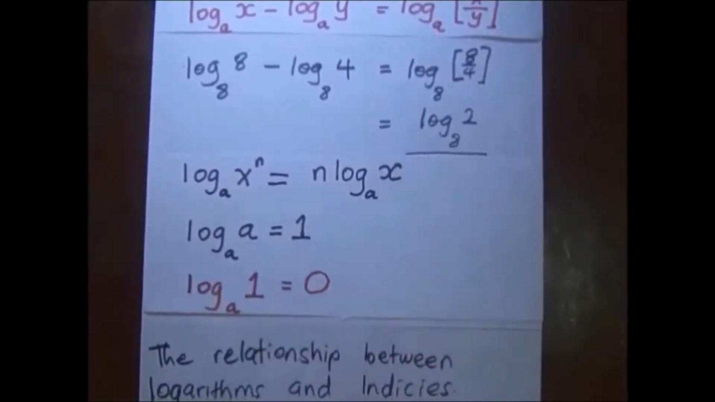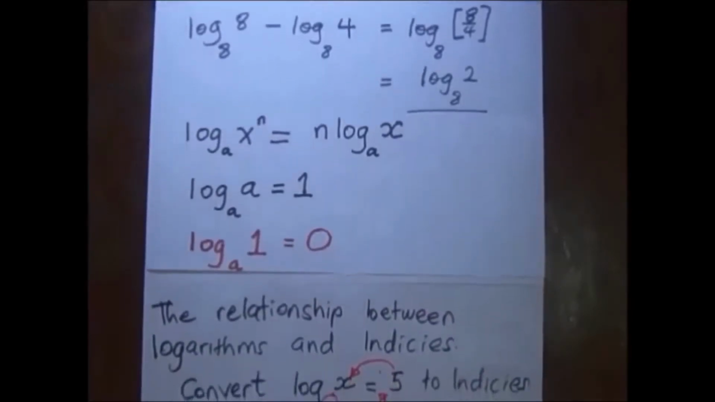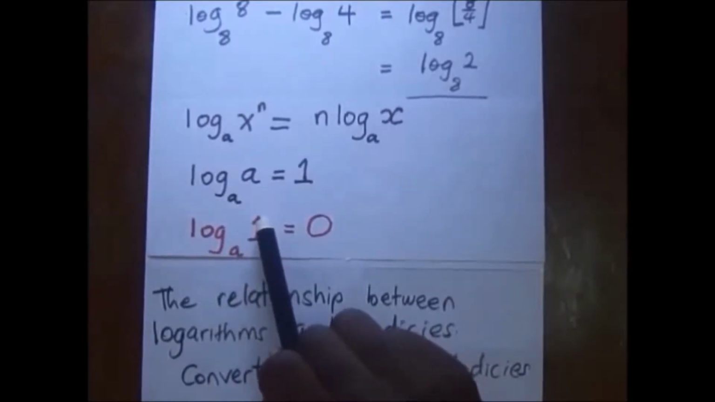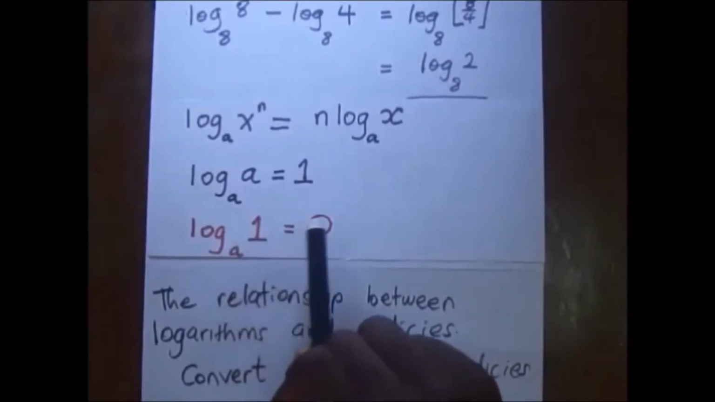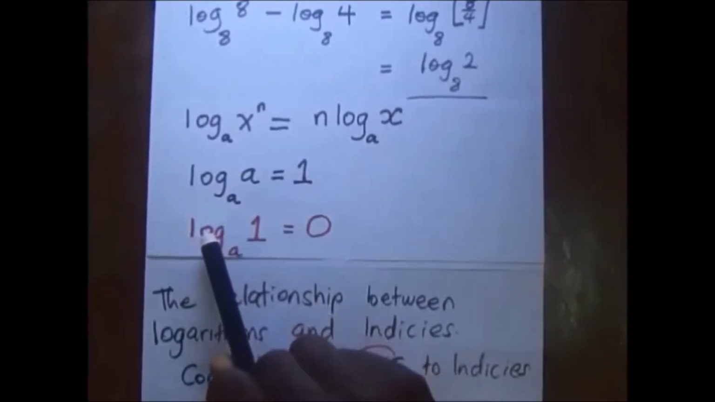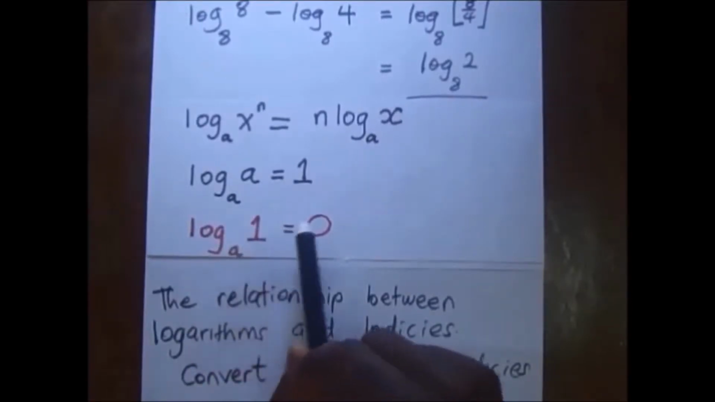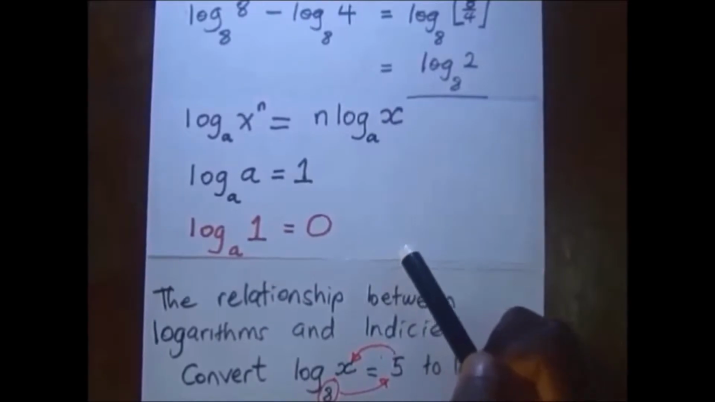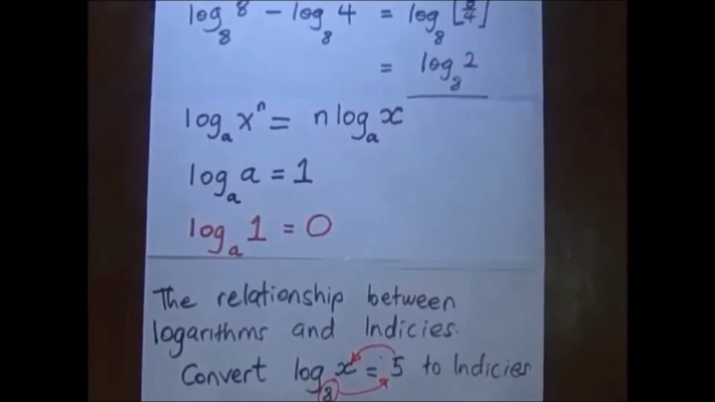If it's log of 20 base 20, the answer is always going to be equal to 1. And also, the log of 1 to any base is always going to be equal to 0. If it's log of 1 base 10, it will be 0. If it's log of 1 base 20, it's going to be equal to 0. It's important that we know those principles at our fingertips.